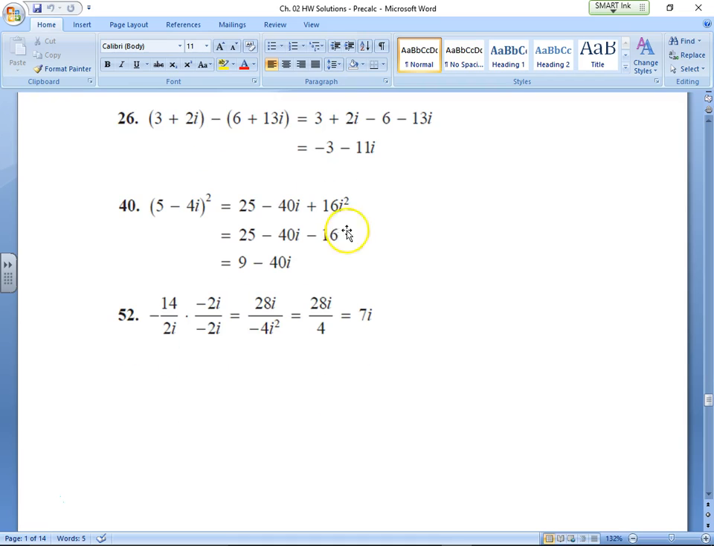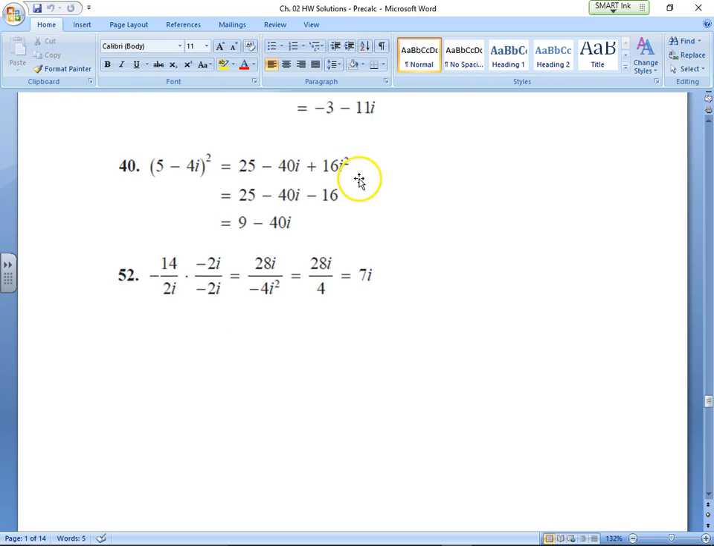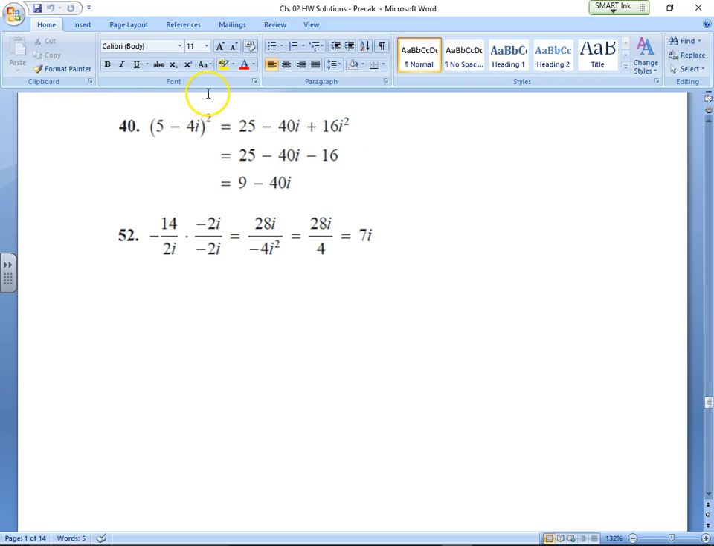Number 26. 3 minus, negative 3 minus 11i. Number 40. Did you write it out? Did you FOIL it? You had to FOIL it, and then the I squared became a negative 1 with a 16, and then you had to simplify. 9 minus 40i. Don't worry, if you got it wrong, write it down. Just study it for tomorrow.